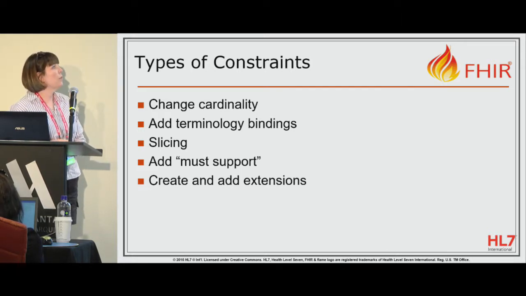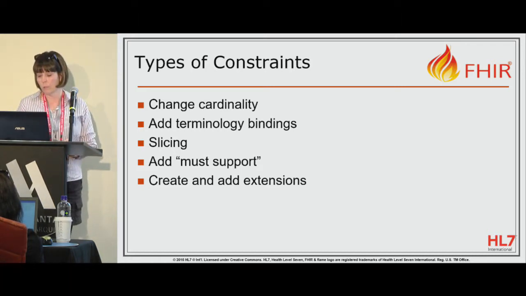So the types of constraints: you can change the cardinality, you can add terminology binding, you can do slicing, you can add must support, you can create and add extensions. There's probably more, but these are the main ones that we deal with.